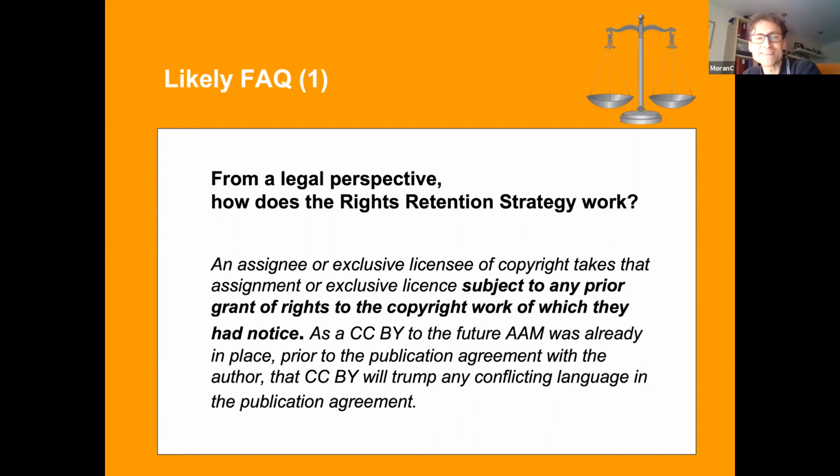We refer to this internally as the magic language, as Johan referred to it, and it's magic in the sense that it's very important. This is the statement by which the authors communicate, give notice to the publishers to say, this prior license already exists. So any copyrights I'm giving to you, the publisher, are subject to what I've already done in the past.